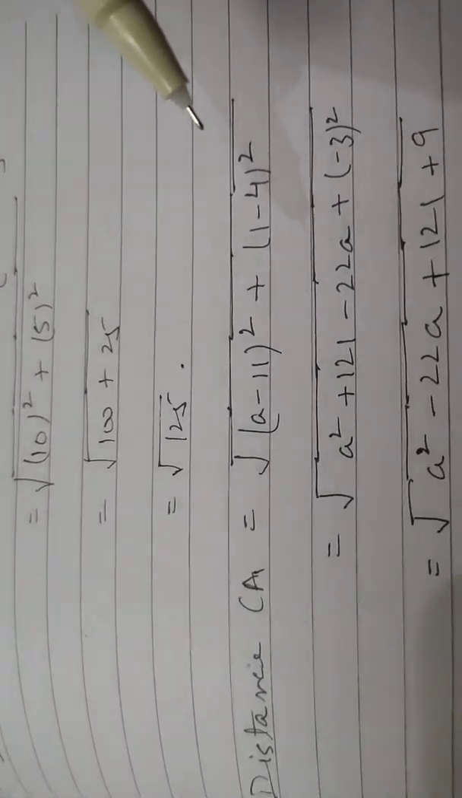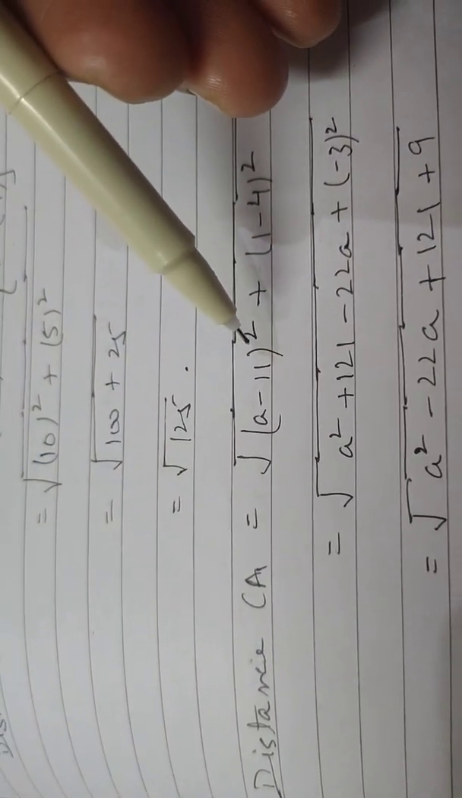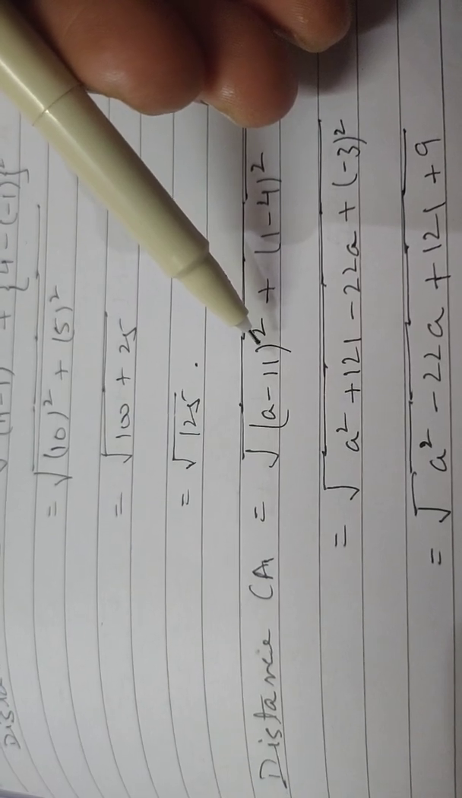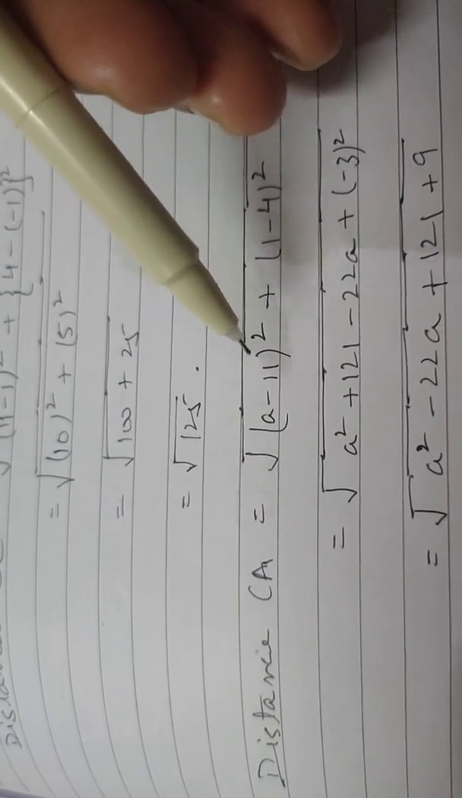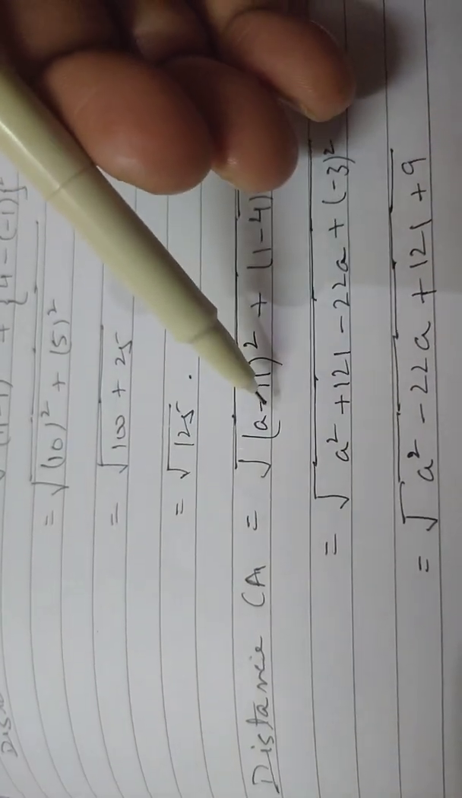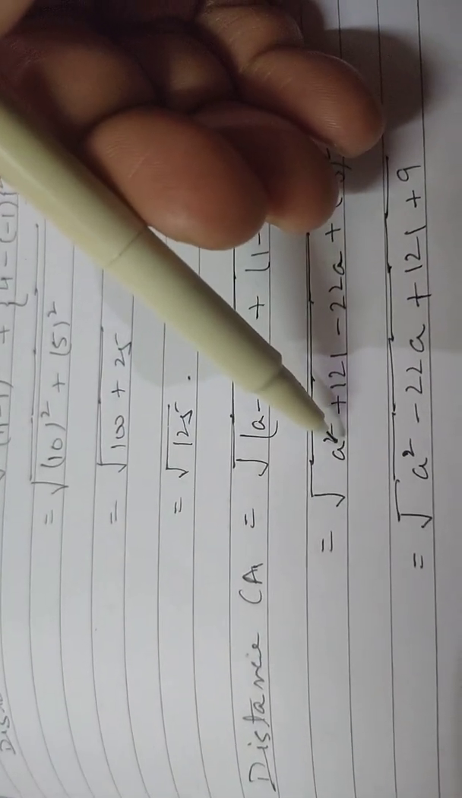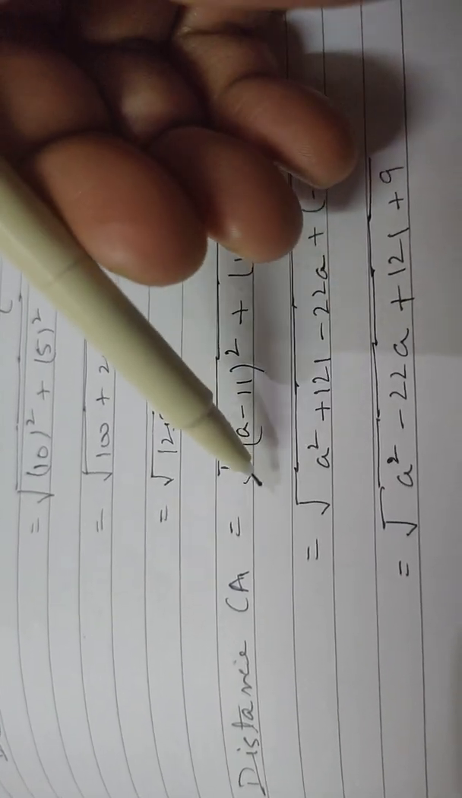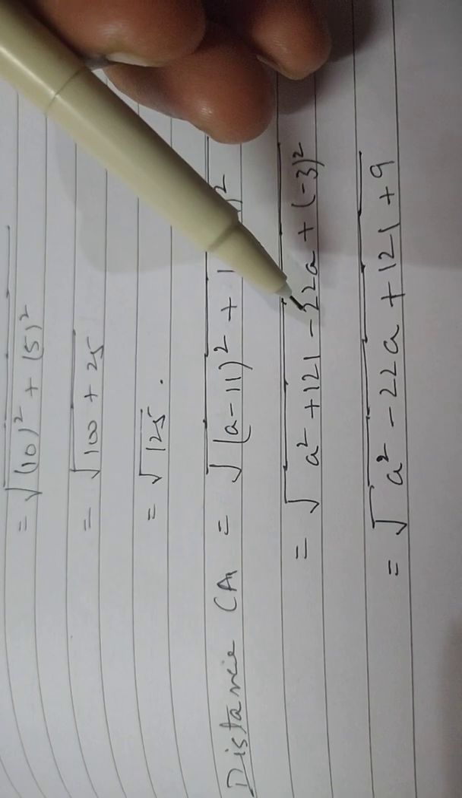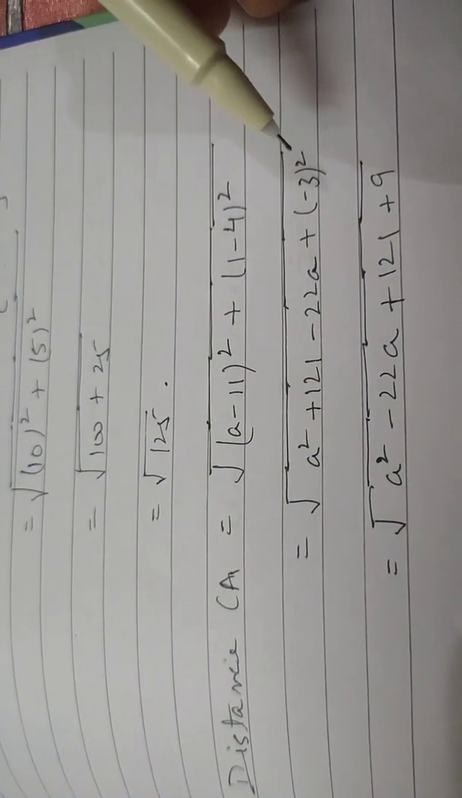Now as you can see, (a minus 11) is actually an expression which can be expanded by using the identity (a minus b) whole square. So this can be written as under the root sign a square, then 11 whole square, which will give us plus 121, then minus 2 into a into 11, that will give us minus 22a, plus (1 minus 4) is actually minus 3, so it will be (minus 3) square.